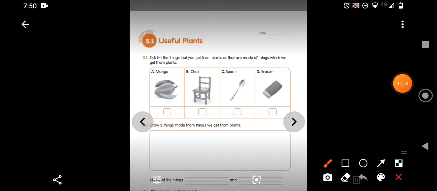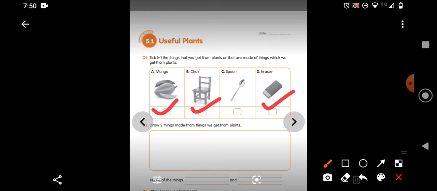5.2, you please write the date. See the first question, children, just ticking only, very simple one only. Tick the things that you get from the plants, that are made of things which we get from plants. See that mango, yes, put a tick. Chair, yes, from the plant. Spoon, no, metals are from the earth, no. Eraser, again, very good.